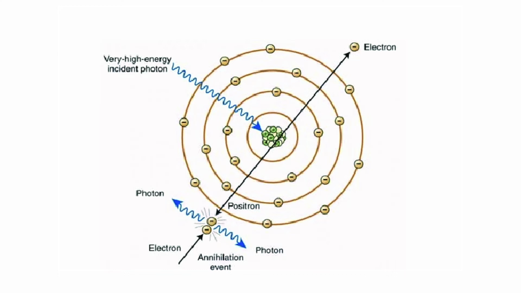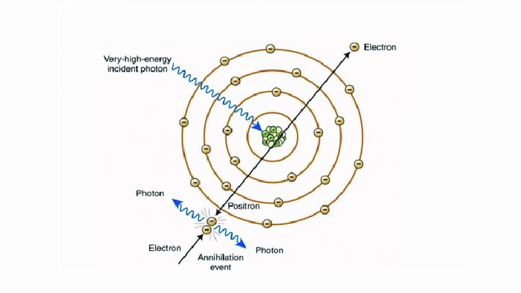So there's actually a lot of things going on here. This original gamma ray disappears. We create an electron and a positron, but then subsequently, in order to conserve momentum and energy, these 2 gamma rays must travel in opposite directions.